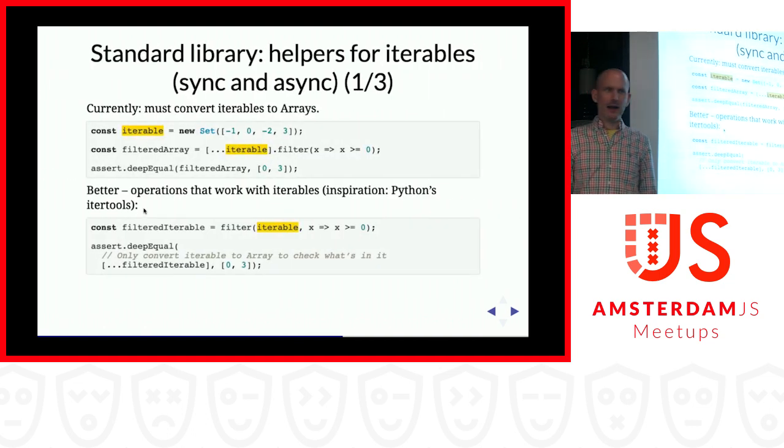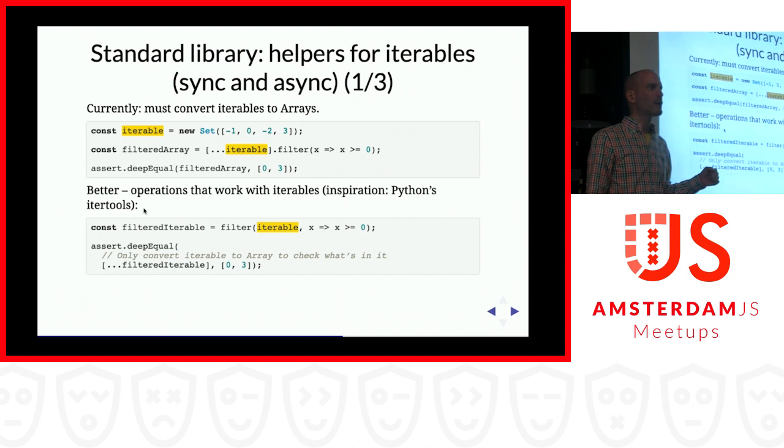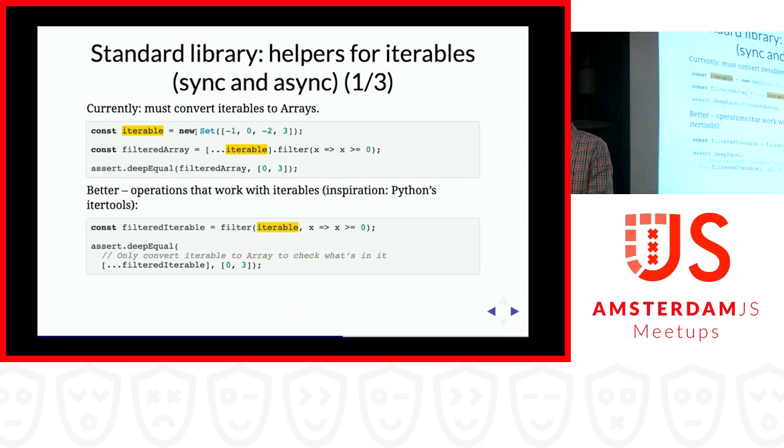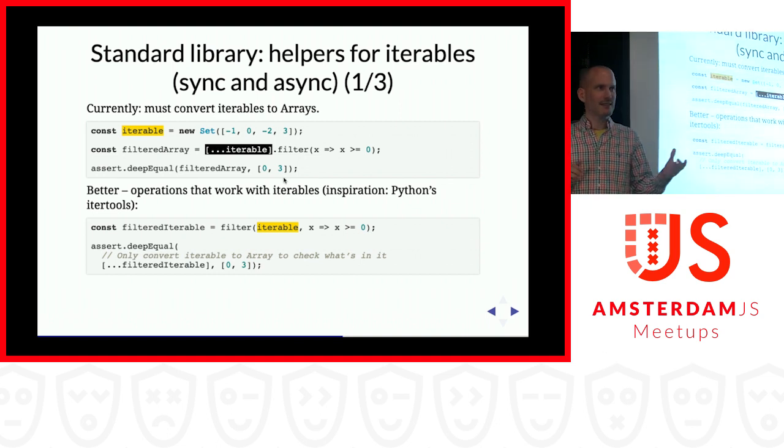And one thing that I envy Python for is that they have tools for working with iterables. Right now, for example, a set is iterable. So anything that's iterable can be converted to an array. That's nice. If you were to implement your own data structure, that would work just as well and could be converted to an array this way. That's a standard mechanism called iteration in JavaScript.